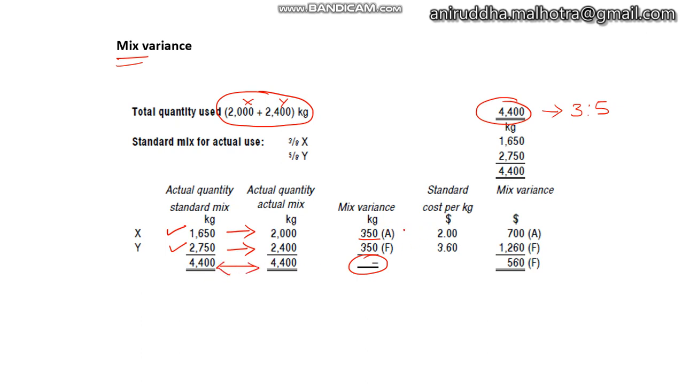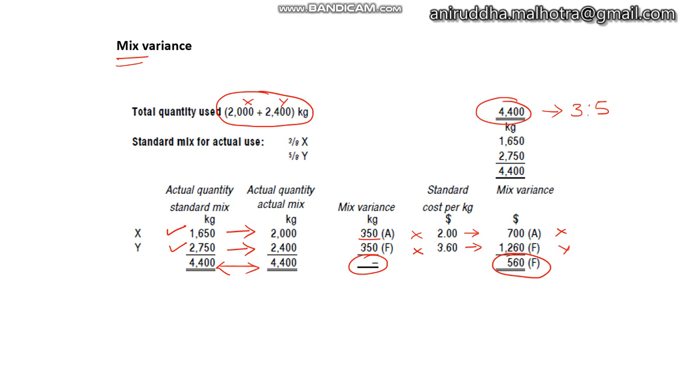Now, when we use 350 kgs more of X, the cost of X was $2. So that means in monetary terms, we are going to get 350 into 2, that is $700 adverse for X, whereas we have used 350 kgs less of Y than what we should have, and it costed 3.6. So what we are going to get is 1260 favorable. This is for Y, and hence our overall mix variance is $560 favorable.